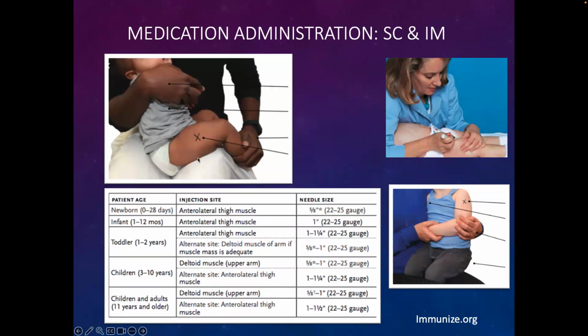So this little child sitting here on the father's lap, he has a good amount of adipose tissue. So I would probably use a 1 inch on him if I was going to give him an IM injection. We usually only will use the anterolateral thigh muscle or the vastus lateralis, which is the side. And those are the sites that we typically use for our younger children.